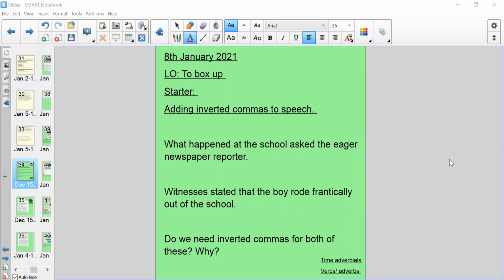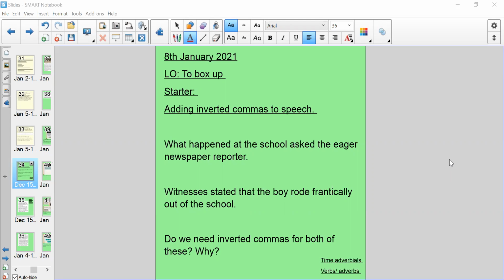So your learning objective today is to box up, but first of all, your starter is adding inverted commas to speech. So remember, inverted commas are the grammatically correct term for speech marks. So your first sentence is, "What happened at the school?" asked the eager newspaper reporter. So I would like you to rewrite that and add any punctuation needed.